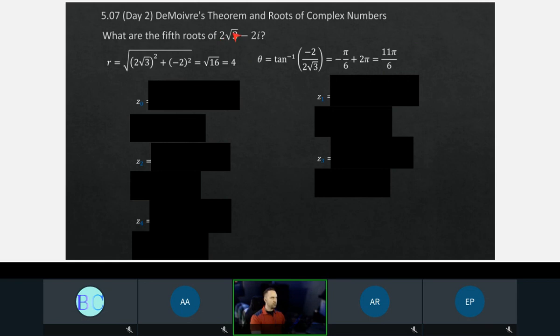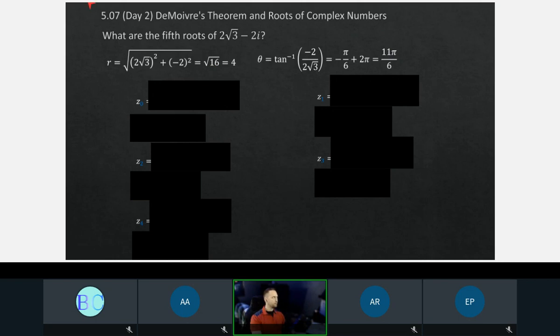Also, something to point out, looking at this on the Argand plane, this 2 root 3 minus 2i, if you can visualize it, you are in quadrant number 4. So knowing that we are in quadrant 4 for this point, this angle should also appear in quadrant 4. So it's a nice way to quickly check to see if we're in the right location. If we're not, we messed something up. So quadrant 4, angle in quadrant 4, we're good.